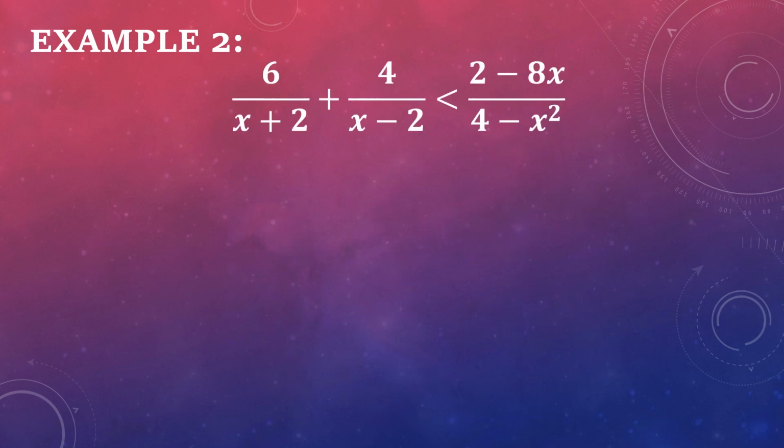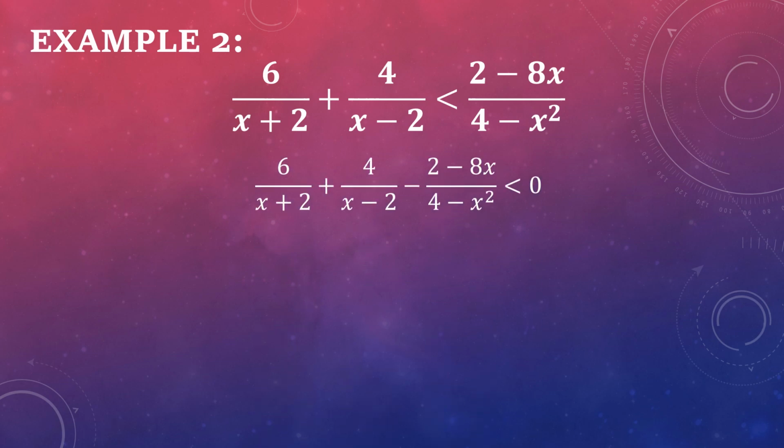Let's have 6 over x plus 2 plus 4 over x minus 2 less than 2 minus 8x over 4 minus x squared. Okay, so we have to transfer the expression on the right side of the inequality to the left side. So we have here 6 over x plus 2 plus 4 over x minus 2 minus 2 minus 8x over 4 minus x squared less than 0.